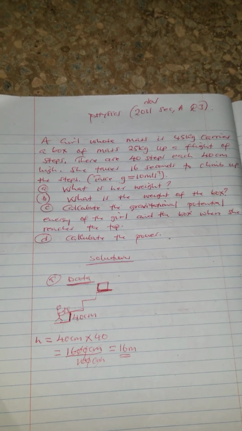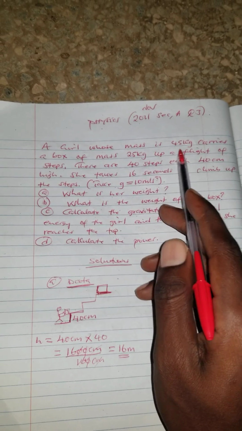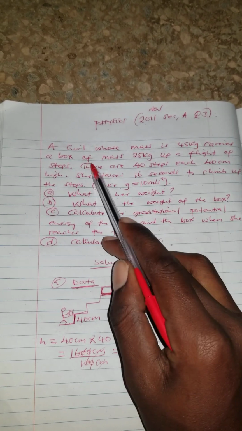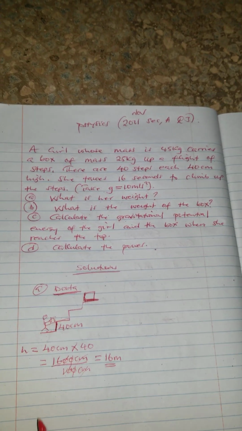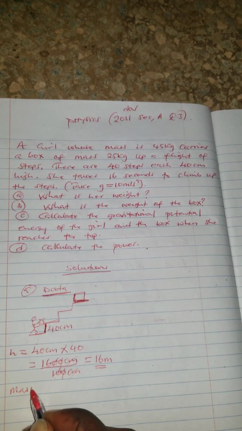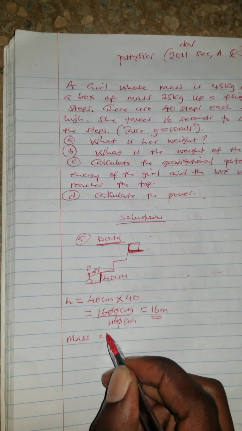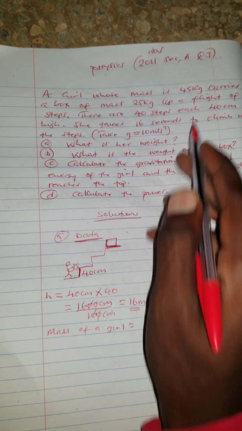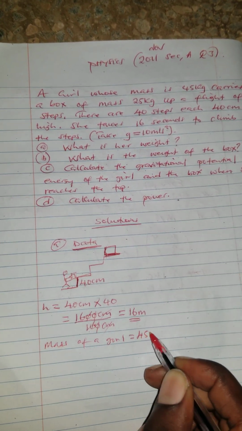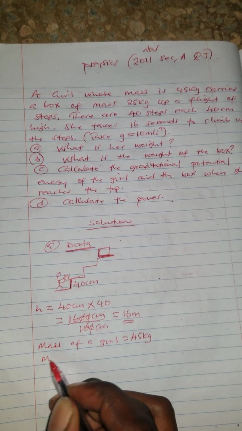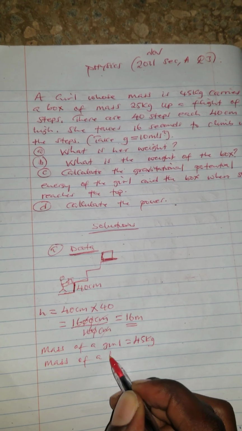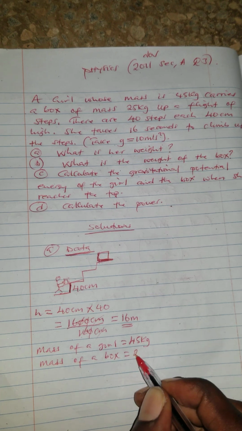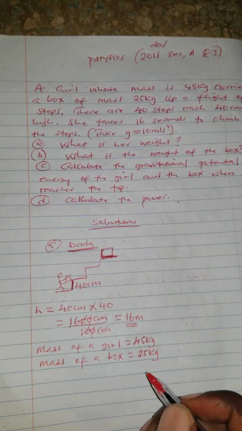The other thing you need to consider is that there are two masses that we have been given: the mass of the girl and the mass of the box. The mass of the girl is given to us here as 45 kg, and the mass of the box here is 25 kg.